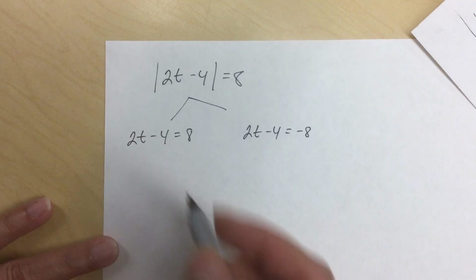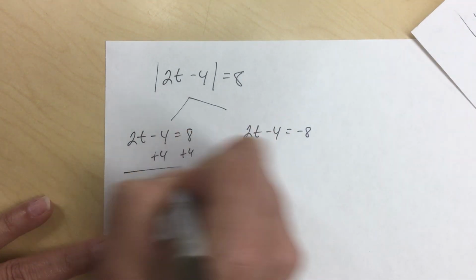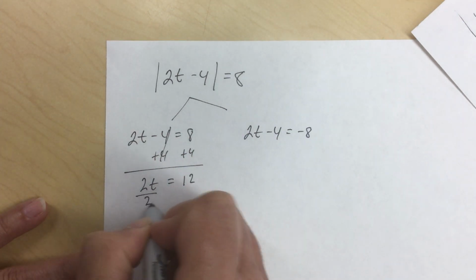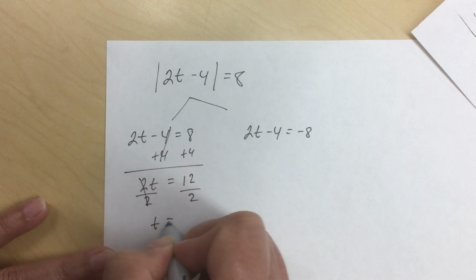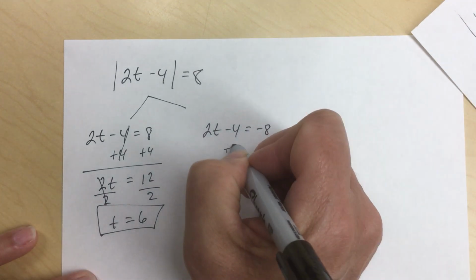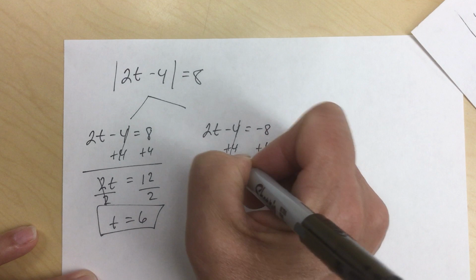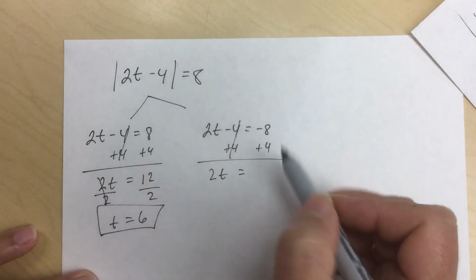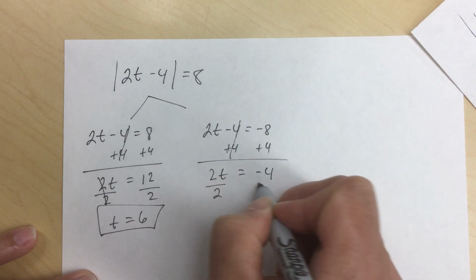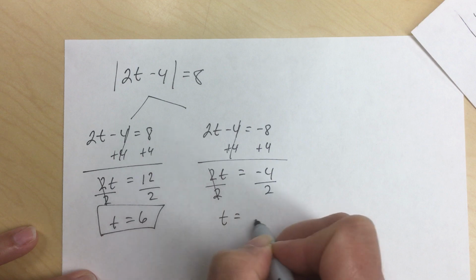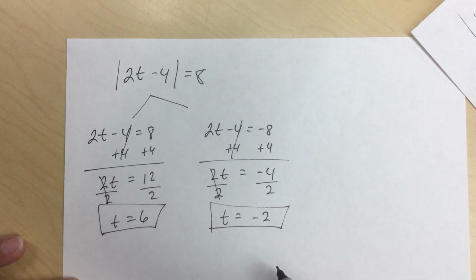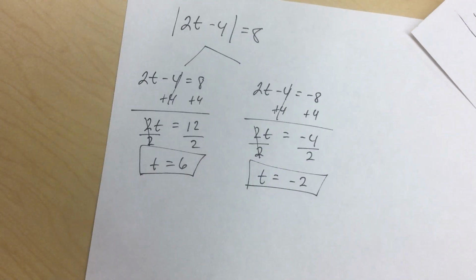Okay, so now we're going to solve this. So we're going to add 4 to both sides. So 2t is equal to 12. Divide by 2, divide by 2, t is equal to 6. Over here, we're also going to add 4 to both sides. Bring down the 2t, bring down the equals. -8 plus 4 is -4. Divide both sides by 2. T is equal to -2. Because -4 divided by 2 is -2. So my two possibilities are 6 and -2. Okay.